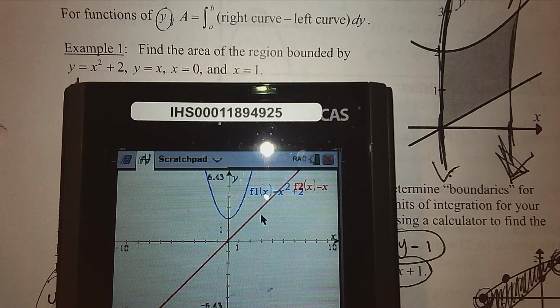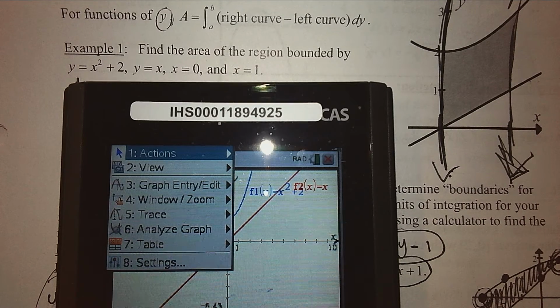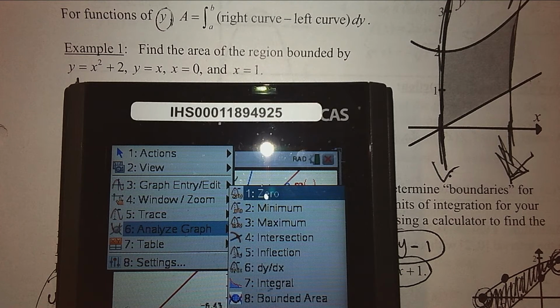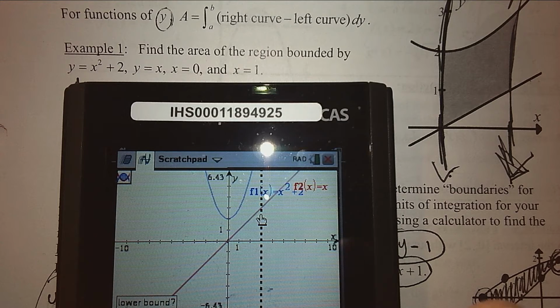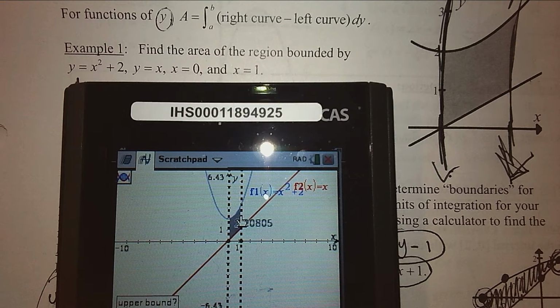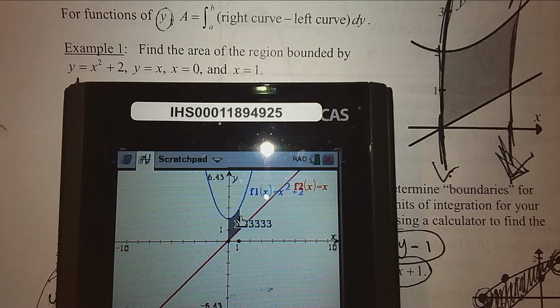We're going to go to Menu, then Analyze Graph, and then Bounded Area, which is 8. Now you can move it with the touchpad, or you can put in the numbers. I'm going to put in the numbers: 0, and then Enter. Then the upper bound was positive 1, and Enter. And then it will find the area.